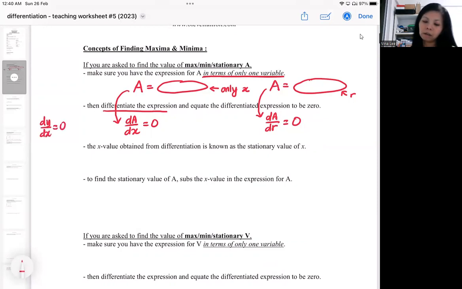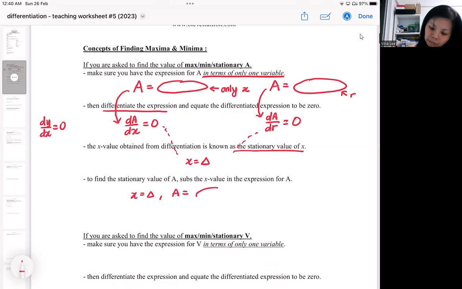So in finding maximum, minimum, and stationary area, we differentiate the area and set it equal to 0. When you do the differentiation, you will get a special value of x. This special value of x is called the stationary value of x. With the stationary value of x, if you substitute the value of x into your formula, you will be able to get the area that is maximum or minimum.